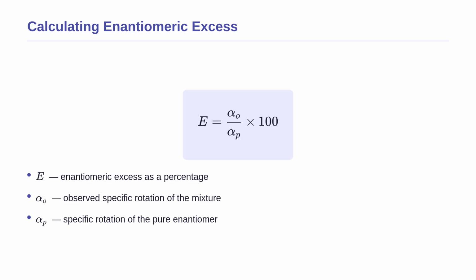But what if the mixture is not perfectly balanced? To figure that out, we use the formula for enantiomeric excess. This formula tells us conceptually how much more of one enantiomer we have compared to the other. The symbol E stands for enantiomeric excess as a percentage. The term alpha sub O is the rotation we actually observed in the lab. The term alpha sub P is the known rotation of the pure right-handed molecule. If the observed rotation matches the pure rotation, the excess is 100%. If it is 0, the excess is 0.